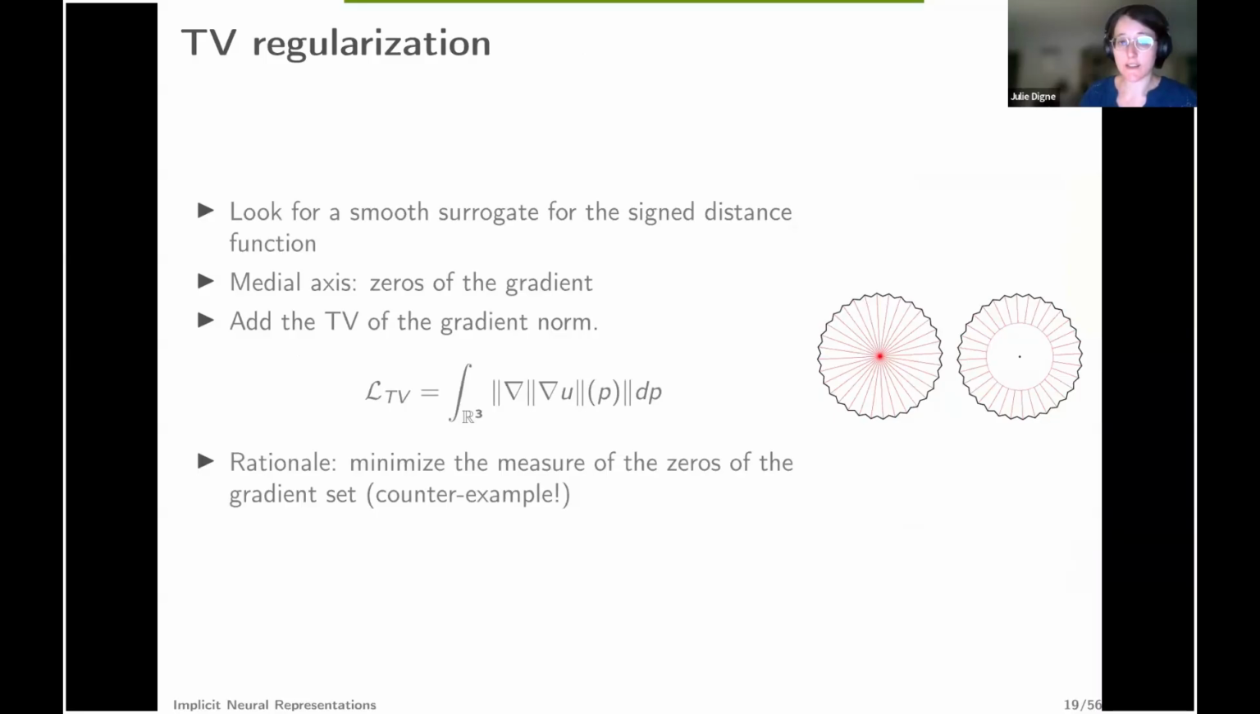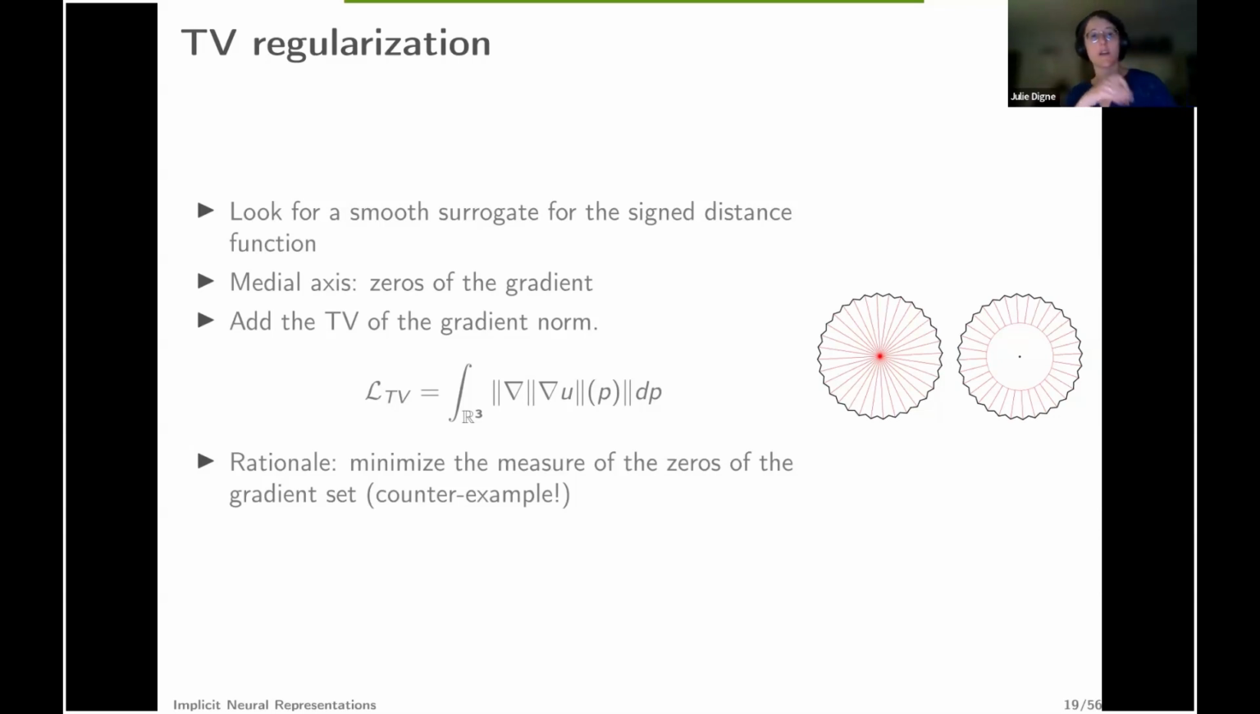And the medial axis is not places where the gradient is not defined, but it's zeros of the gradient. So places where basically the function will just decrease, assuming it's negative inside the shape, and then it will re-increase once it crosses the medial axis. And our rationale for trying to regularize that is to say that we wanted to minimize the measure of the medial axis, so of the zeros of the gradient set.